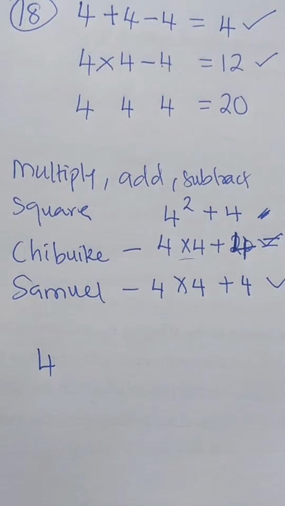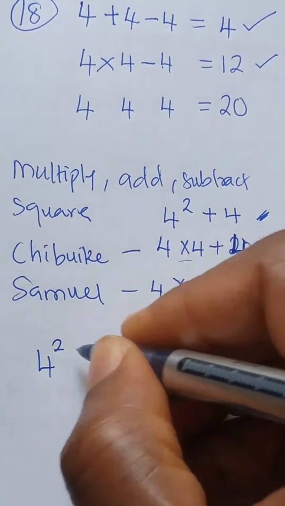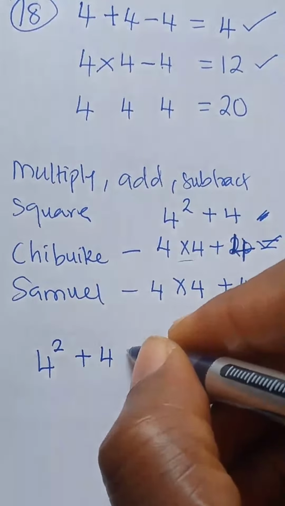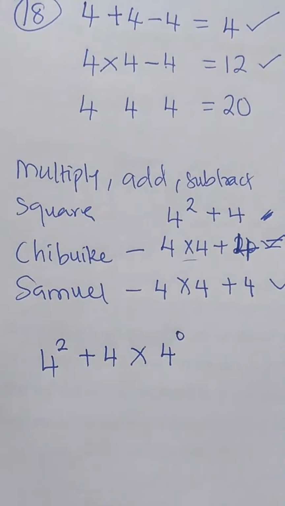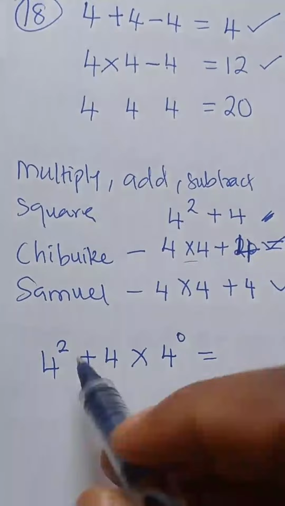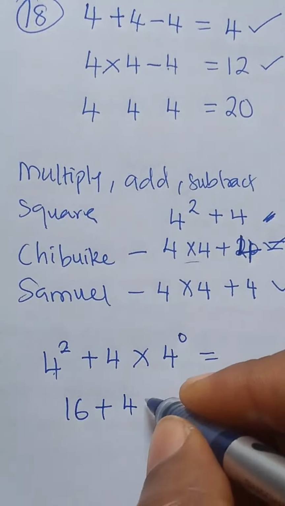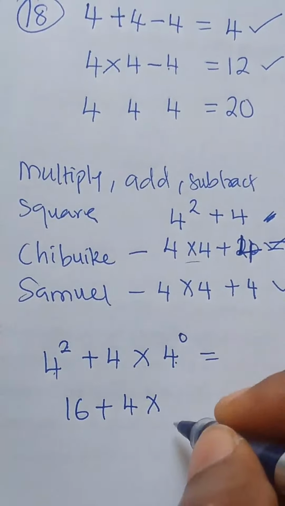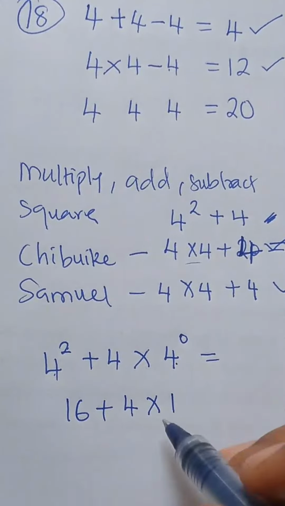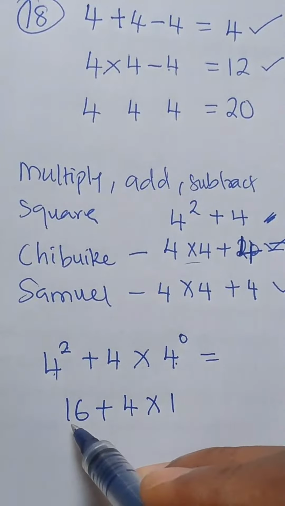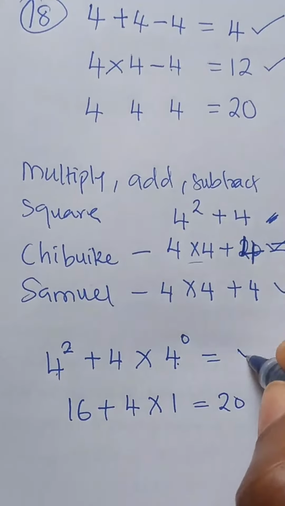All right, but let me show you how you can do it. Chibike, thank you for this answer you gave me now, because I've been thinking of how to do it. So look at what you can do. You can do 4 squared plus 4 times 4 raised to the power 0. You see it? 4 squared is 16, plus 4 times 4 raised to the power 0, which is 1. So 4 times 1 is 4, and 16 plus 4 is 20. You see, this is another way you can still do it.